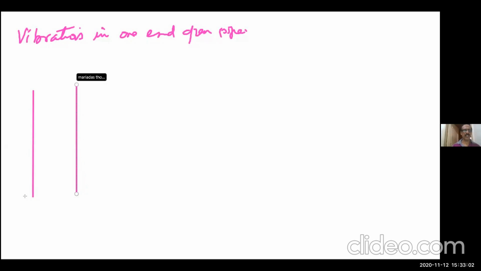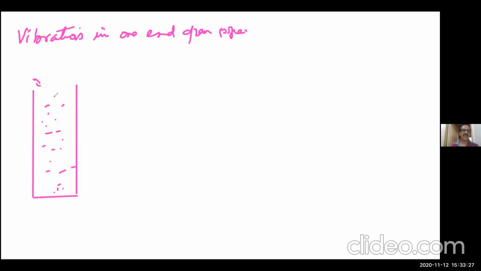If possible, see these animations on YouTube. One end open pipe. Look here, longitudinal waves only. See, air is there. If you blow into a pipe, this air will get compressed. That compression is equal to which one? Node. Then from there, it gets reflected back.